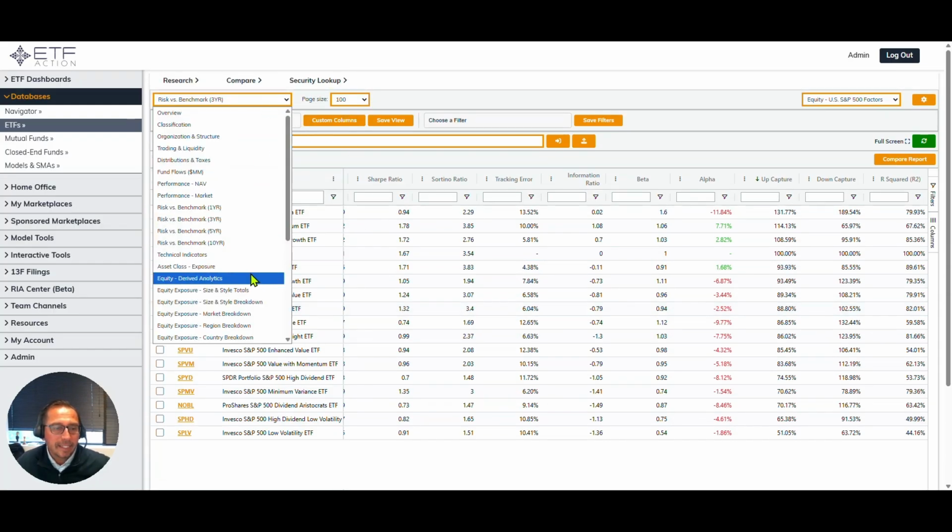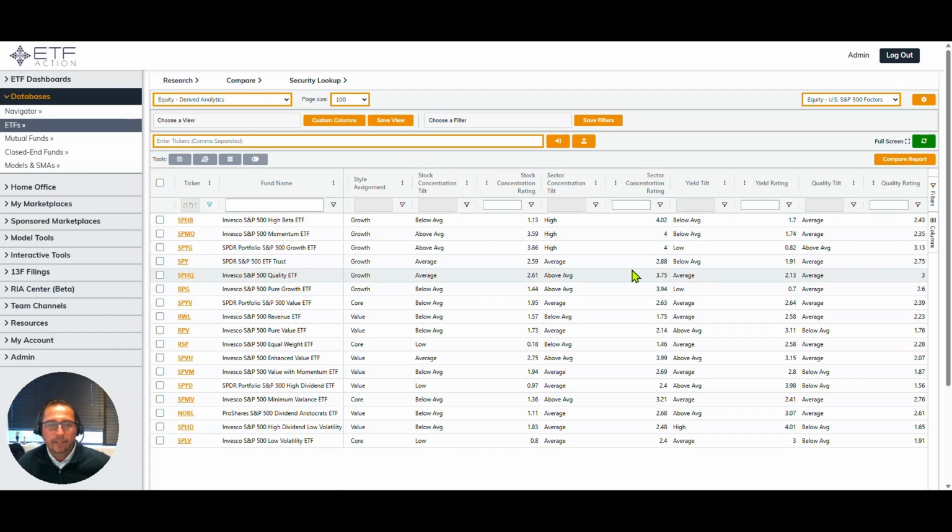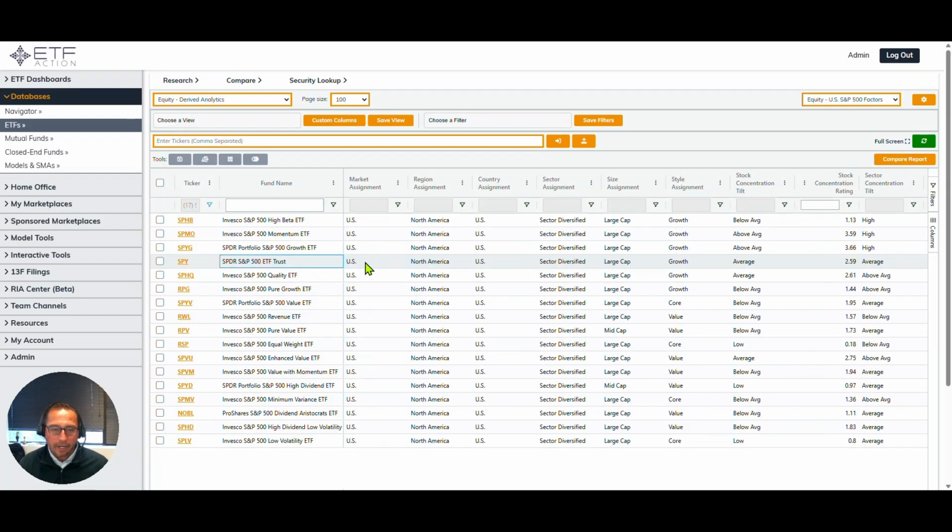Next thing, let's just take a look at our derived analytics, and let's see what our assignments are for each of these strategies, right? So what that means is our derived analytics, I've talked about it in previous videos, but our derived analytics are purely rules based. We set the rules and we look through the portfolio every night and it gets assigned. So regardless of how we classify it, these derived analytics are going to assign based on how the portfolio currently looks.